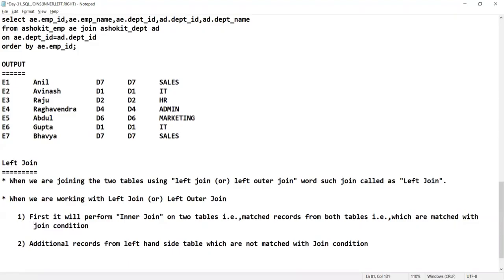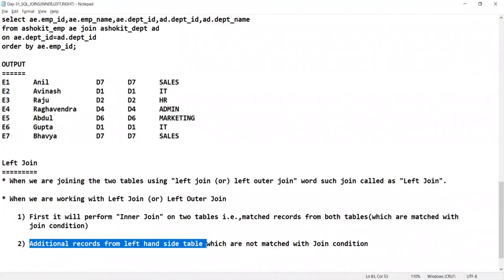First it will perform an inner join on the two tables, that is, the matched records from both tables, which are matched with the join condition. Along with that, what it will do? Whatever records are not matched with the condition, the records left out from the join condition, those records will also be included here. That's what I'm trying to say: additional records from the left hand side table which are not matched with the join condition.